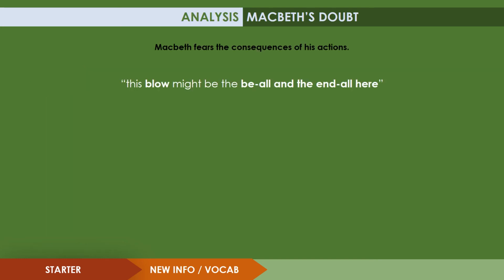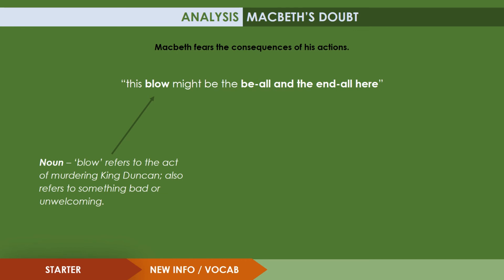Okay guys, now we're going to focus on 3 quotations of Macbeth's doubt in Act 1, Scene 7. So the first one we'll look at is, this blow might be the be all and the end all here. So like I said previously, this shows that Macbeth fears the consequences of his actions. So we have the word blow, okay, and although this can be a verb form, in this context it's noun form, okay, so this refers to the act of murdering King Duncan.